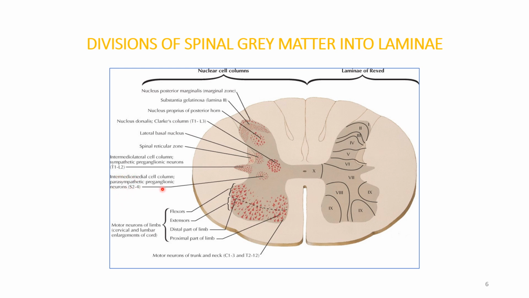Then the intermediomedial cell column, that is parasympathetic preganglionic neurons, which extends from S2 to S4 segments. Then motor neurons of the limbs, comprising flexor motor neurons and extensor motor neurons. Some supply the distal part of the limb and some supply the proximal part of the limb. Motor neurons of the trunk and neck arise from here. So these are the Rexed laminae.